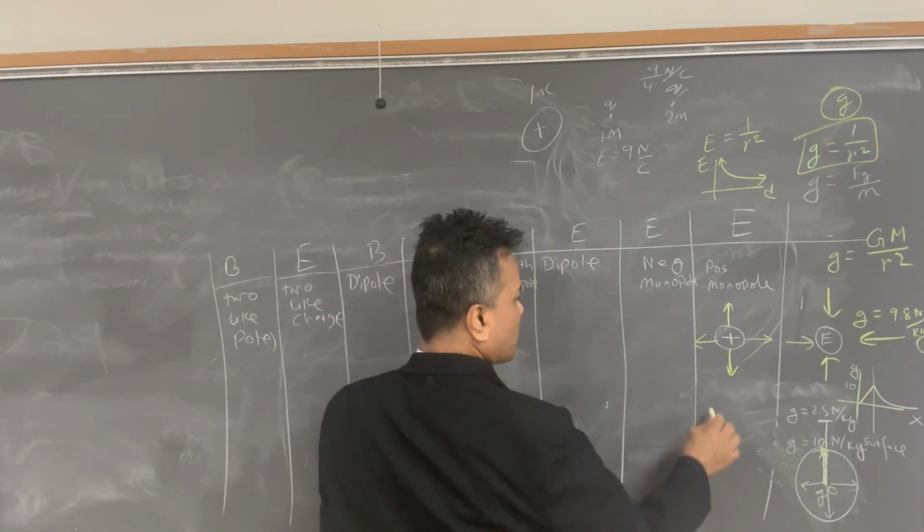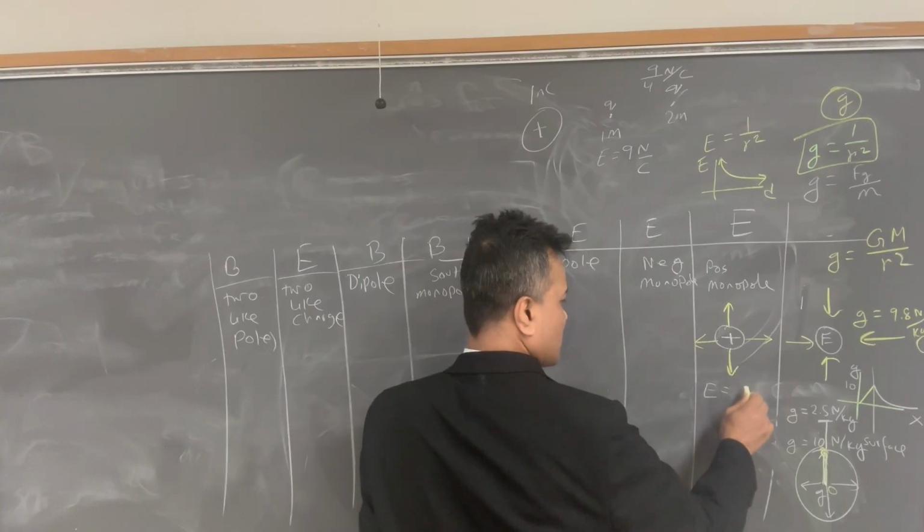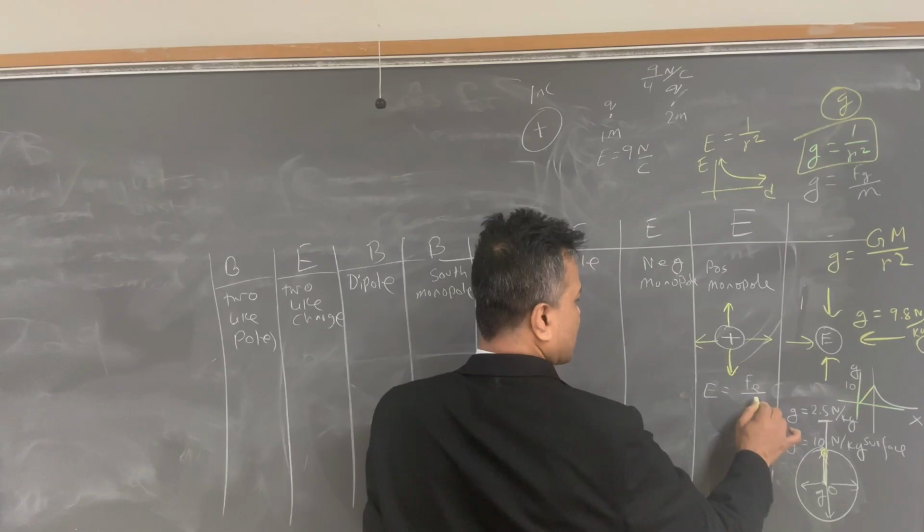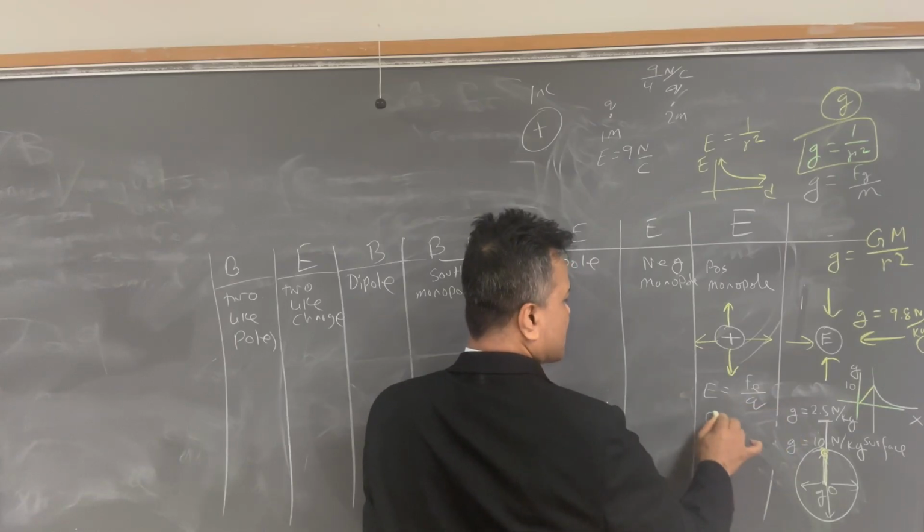Okay, so that's by using the formula E is equal to Fe over small q, or E is equal to k big Q over r squared.